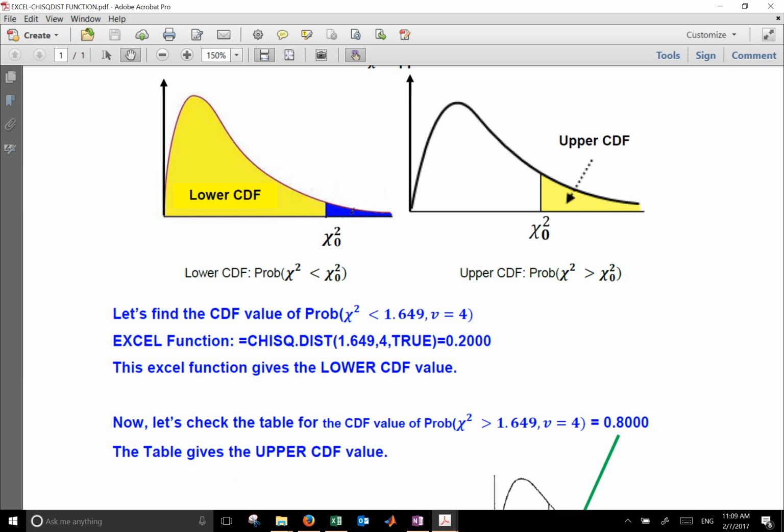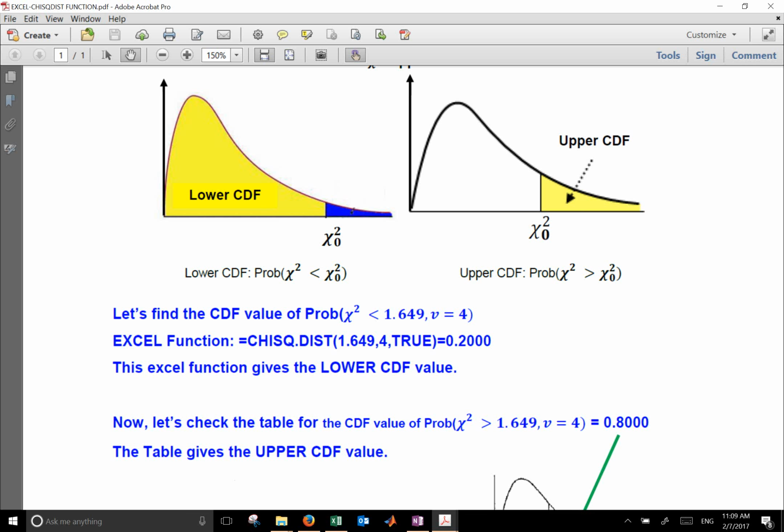So what I'm trying to say is, Excel calculates the lower CDF, everything to the left. But the book calculates the upper CDF. That's the point I'm trying to make. I'm trying to make it clear to you guys. Try to know the difference between lower CDF and upper CDF.